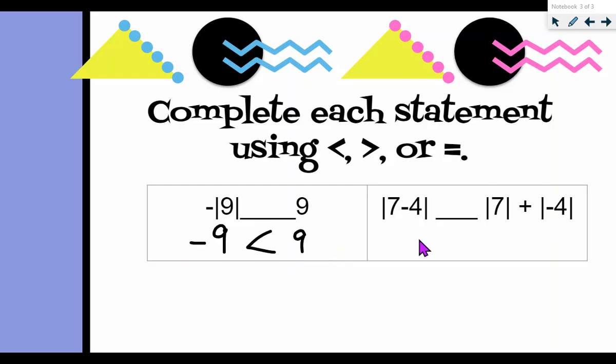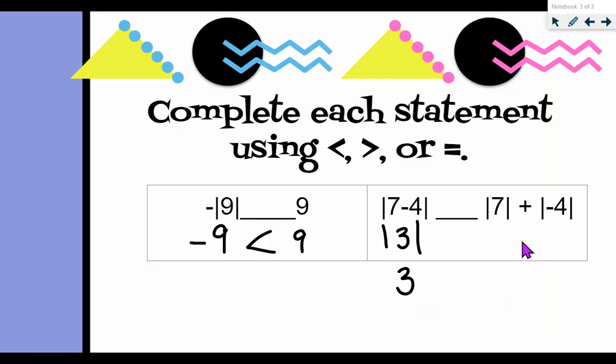Our second example here, we're going to have to solve both sides again. So let's start on the left here. We have 7 minus 4 inside of our absolute value, so we need to figure out that first before we can take our absolute value. So 7 minus 4 is 3. The absolute value of positive 3 is still positive 3, right? It's 3 spaces away from 0.